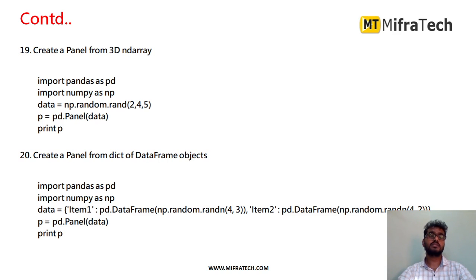Let's see the third one, which is the panel. How to create a panel from a three-dimensional array? As I told, a panel is a three-dimensional data structure. First we have to import pandas as pd, then import numpy as np. By using np.random.rand, passing three parameters, it is going to give a three-dimensional random array. Then we pass this random 3D array as a parameter to pd.Panel.